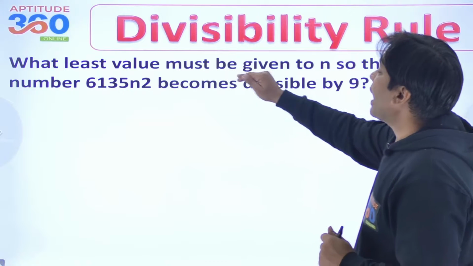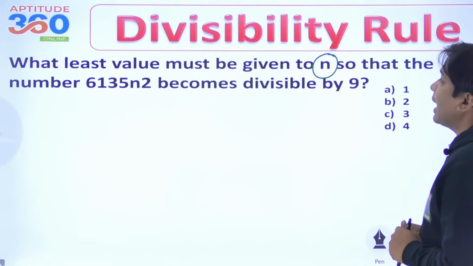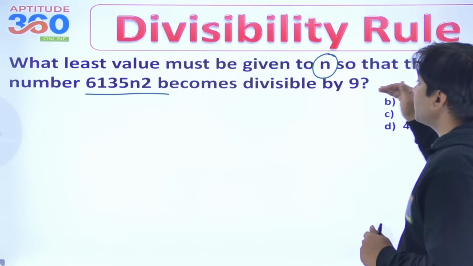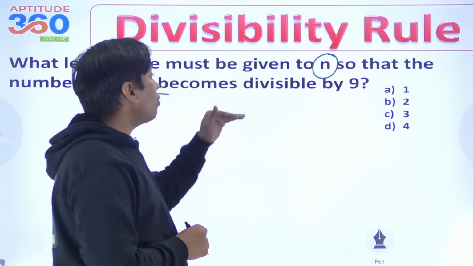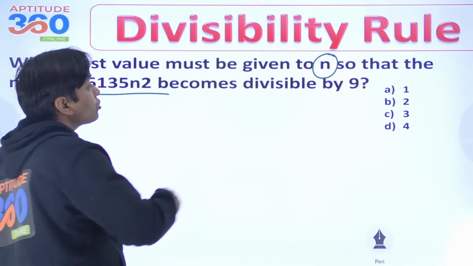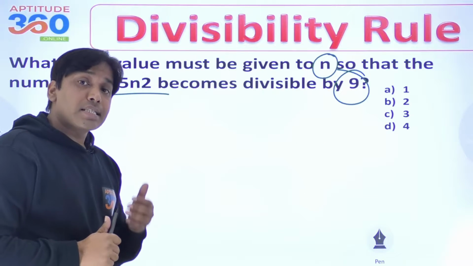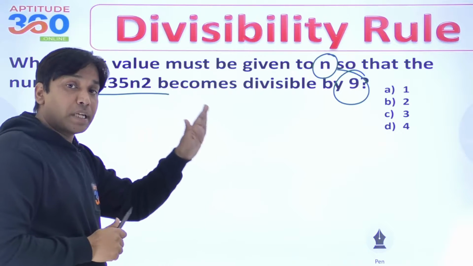What least value must be given to n so that this number becomes divisible by 9? अब ऐसा क्या कर दें, क्या रख दें उसको कि वो divisible हो जाए 9 से. And you know what is the divisibility rule of 9? It is sum of digits, all of it should be divisible by 9.